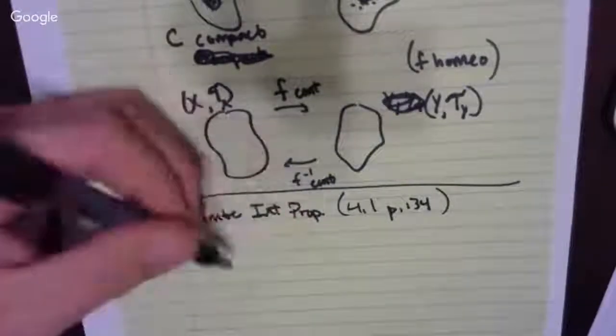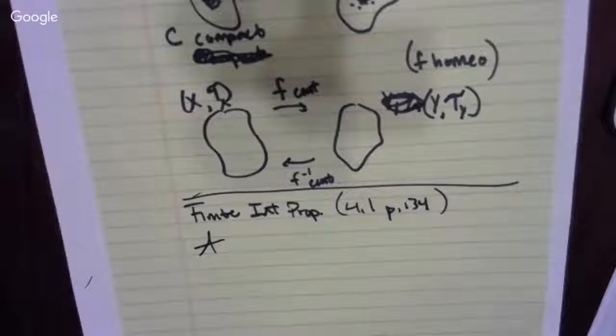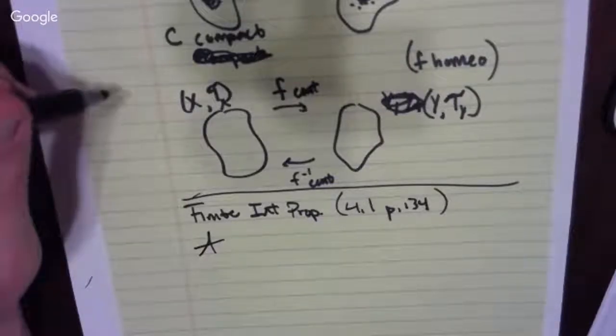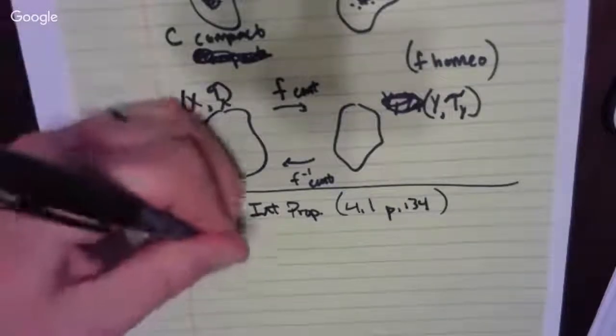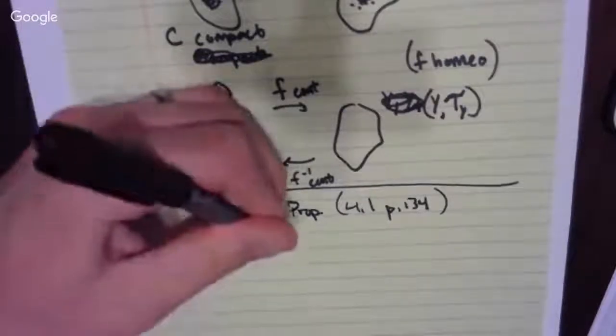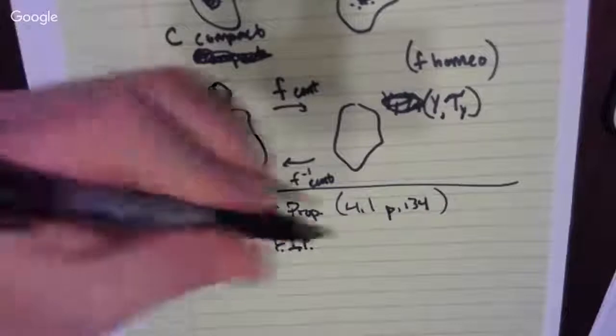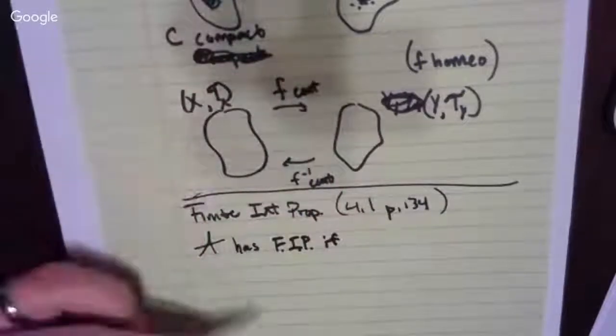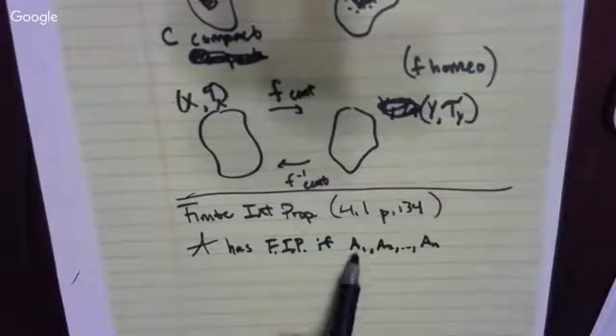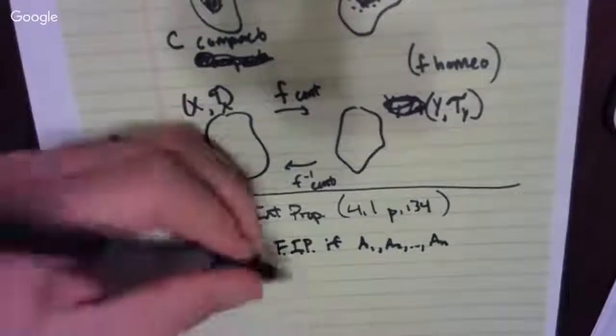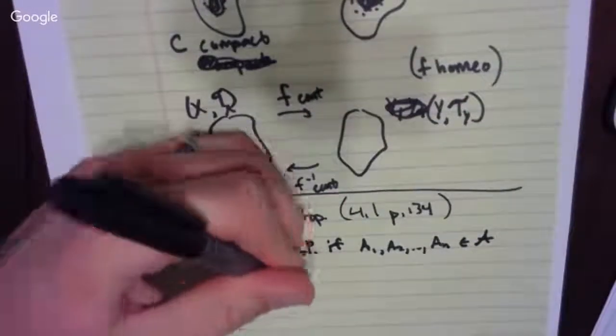So what is this trying to say? If I've got any collection of subsets of a big set X, call it fancy A, then A has the finite intersection property, which I'm going to abbreviate FIP, if whenever I take finitely many members of it, I don't care how you pick them, say A1, A2, up to An, no matter how I pick finitely many, the intersection of these sets A1 through An is not empty.